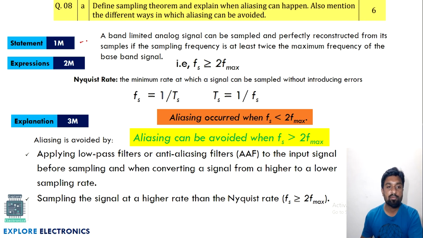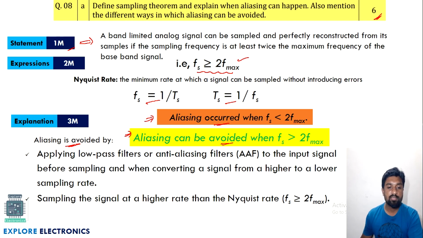Here we need to write the statements exactly, which carry 1 or 2 marks, and a simple expression is there. There is a condition that Fs should be greater than or equal to 2 Fmax. This should be written, and these two will be supporting that particular expression. And with respect to aliasing, when it occurs and when it is avoided, we need to write it separately and underline it, then we will be fetching the maximum marks. Okay, and a little bit of explanation is required.